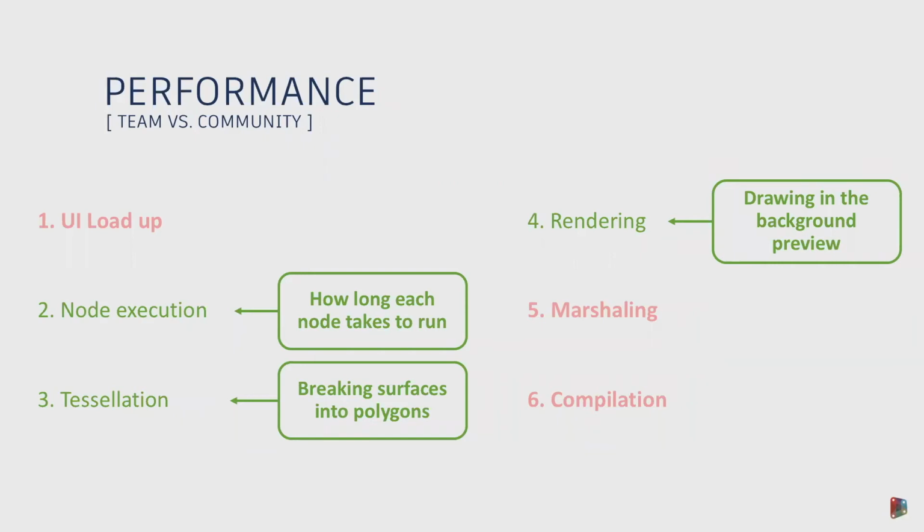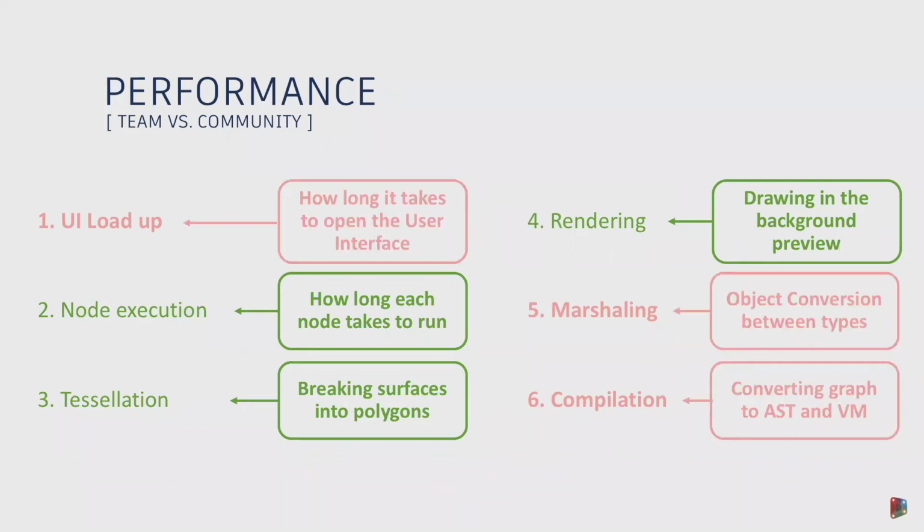These are the things you can potentially change in your graph or change the settings of Dynamo to make your graph run faster. Tessellation is about breaking up surfaces into polygons. You can change the rendering precision of that, for the rendering. You can also understand what nodes take a long time to render and which don't. But the things in pink are the things you can't actually do. And so this is what we are focusing on here at the team.